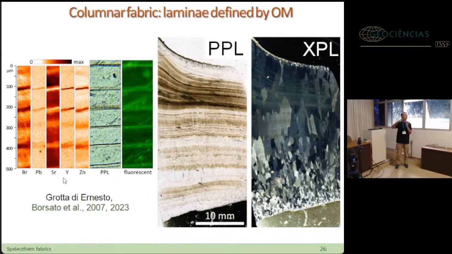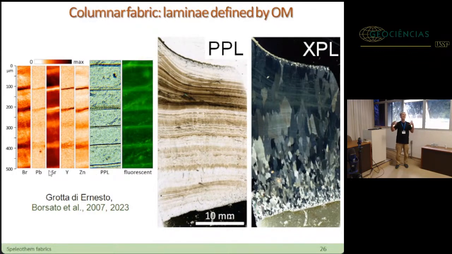So if the resolution of our analysis is enough, in many cases we documented, in all the climate settings from the tropics to the cold areas, a chemical annual banding. And if we have the organic laminae, we have all the metal elements like zinc, copper, yttrium concentrated along the organic layer. And along this organic layer we have a depletion of strontium.